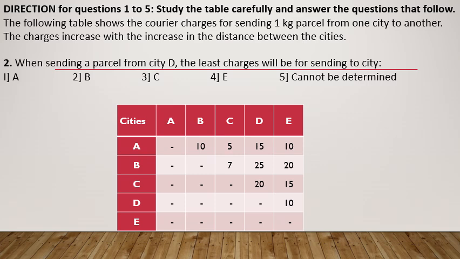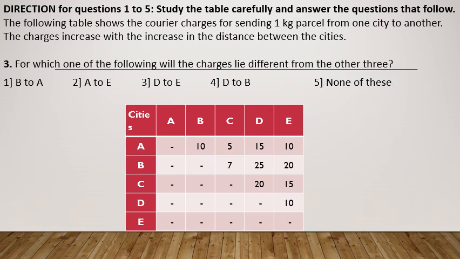Going to the question once again. The question was, when sending a parcel from city D, the least charges will be for sending to city. D to E, because if we check D to E, the value is 10 and that is the least value, right? So the answer of this question will be fourth, E.